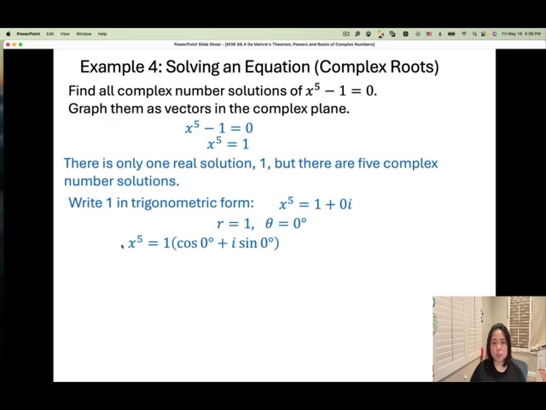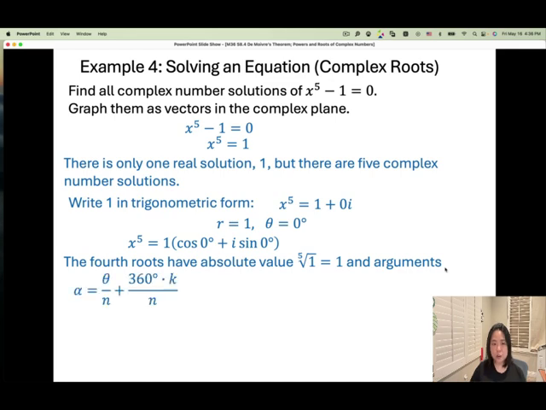And then we're gonna take the 5th root for both sides. So the r still equal to 1. How about the argument? The argument, alpha, will be theta over n plus 360 degree times k over n. Theta, that is equal to 0. N, that will be equal to 5. Plug it in. You're gonna get 72 degree times k. Okay, so this is the alpha.